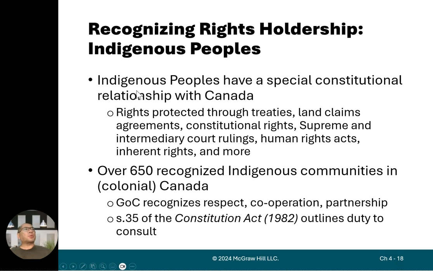For indigenous peoples, there's a good example. They have a special constitutional relationship with Canada because they are the original owners of the land of this country. Aboriginal indigenous groups are the original owners of Canada. So they have special rights protected through treaties and land claim agreements, constitutional rights, Supreme and lower court rulings, human rights, and inherent rights. There are over 650 recognized indigenous communities in Canada. And then there are two constitutional acts. These are the laws that recognize them.